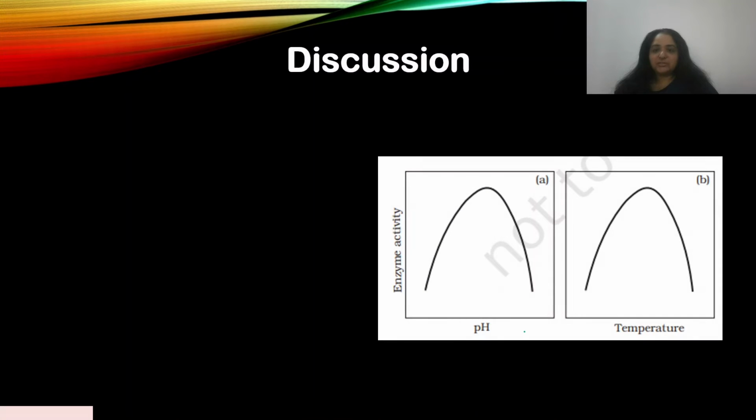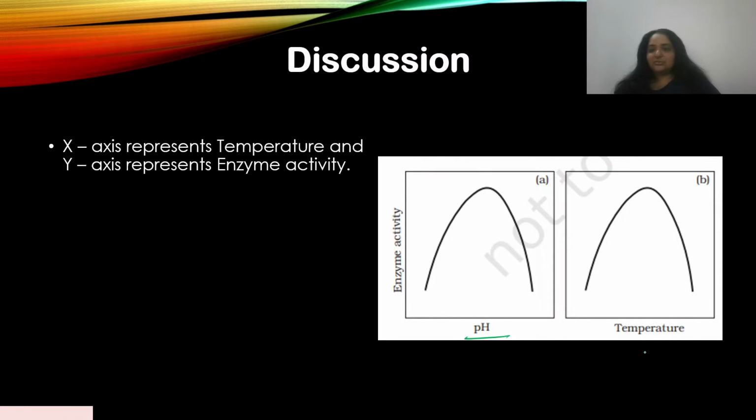Actually, it represents pH and temperature. These two graphs are taken from NCERT, so you should be familiar with them. The x-axis represents either the temperature or pH, and the y-axis represents enzymatic activity. At this peak point you have the maximum velocity, or rate of enzymatic activity, and as you go further down the pH, the activity decreases. Similarly with temperature, both of them have similar graphs. That's why we say that at a particular pH and a particular temperature, the enzyme performs very well.